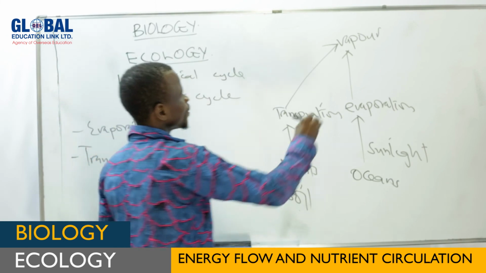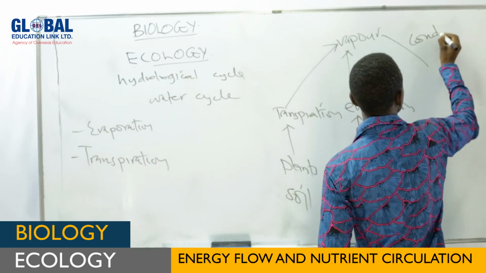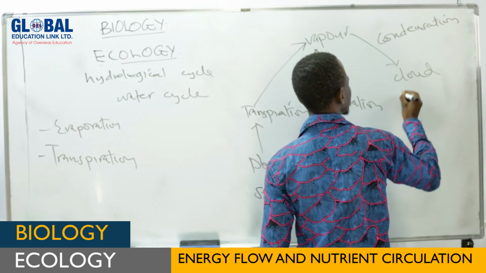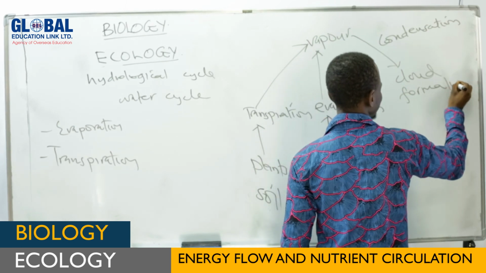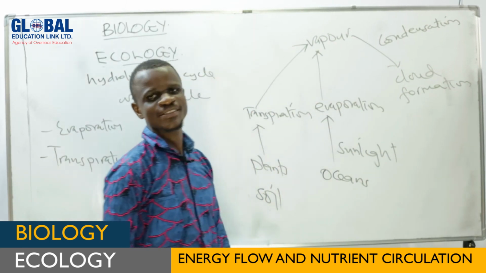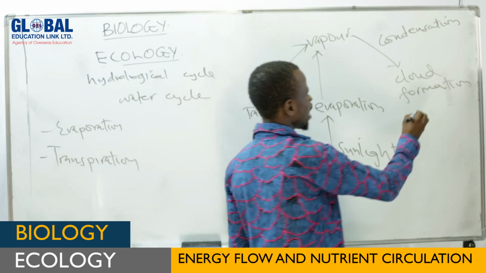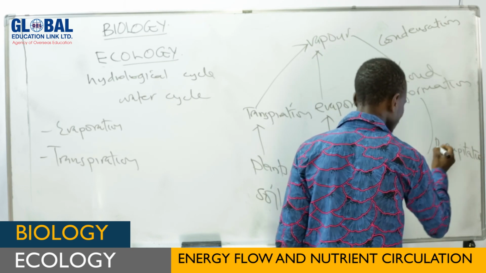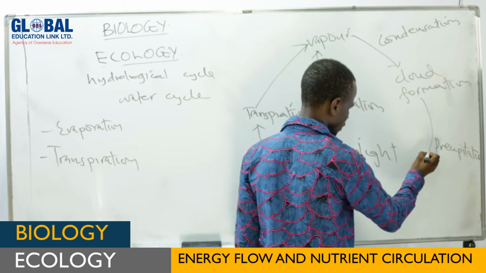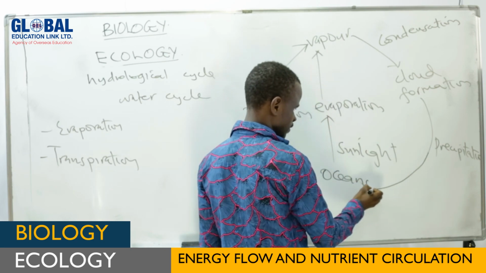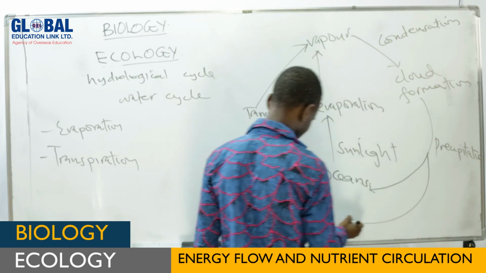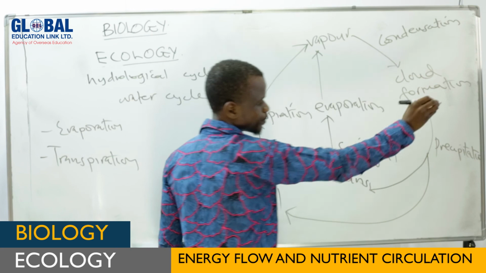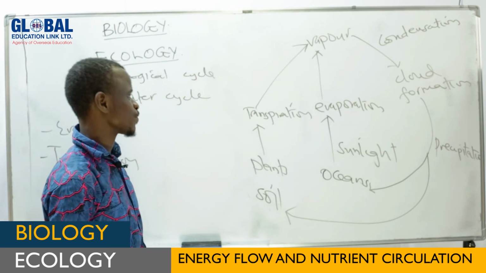My students, this vapor condenses. Therefore, there is a process called condensation, where now clouds are formed. My students, after formation of cloud, what will follow is the precipitation. And the water from precipitation will percolate to the ocean, percolates to the soil. Then the cycle continues. Hope you are following, my student.